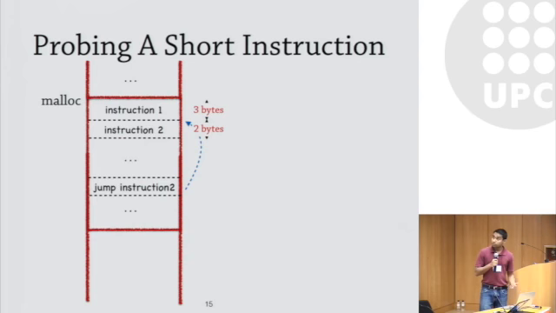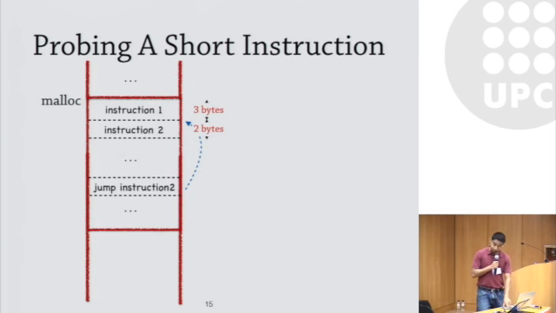Going back to the malloc example, let's say we want to instrument the entry point to this malloc function, which is a 3-byte instruction, which is obviously shorter than a jump. And also, let's say this second instruction is the target of a jump somewhere downstream in this malloc function. So now, if we probe here, our jump will basically overwrite the first 2 instructions.